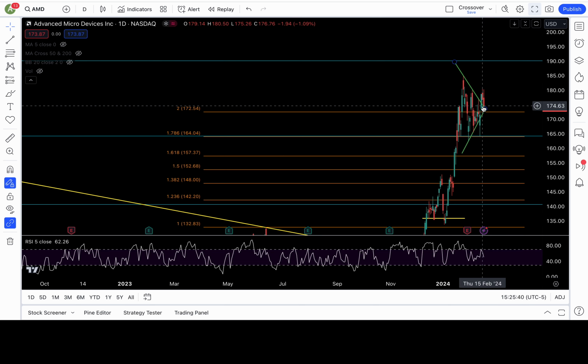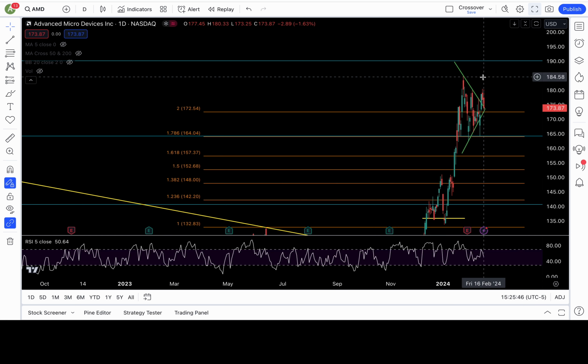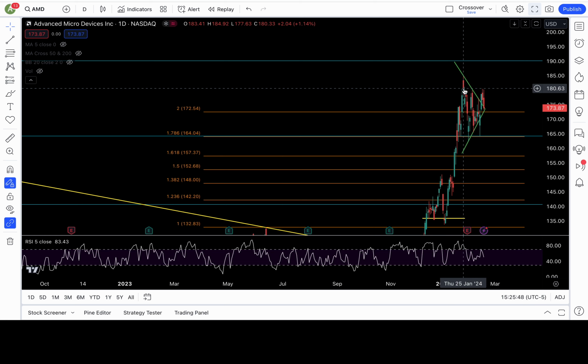All right, that 175 level, if that clears, 178 and 180.5 would be in play. Okay, above 185, we most likely will head back up to 185, and above 185 is new all-time highs.